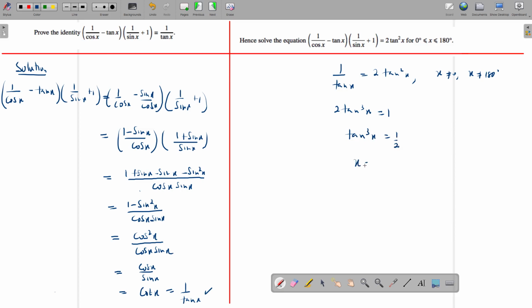So tan x is equal to the cube root of 1 divided by 2. So x is equal to, use your calculator, take arctan or tangent inverse of the cube root of 1 over 2. And you can see that this is approximately equal to 38.4 degrees by your calculator to 1 decimal place. And that is the end of the solution. It's as simple as ABC.